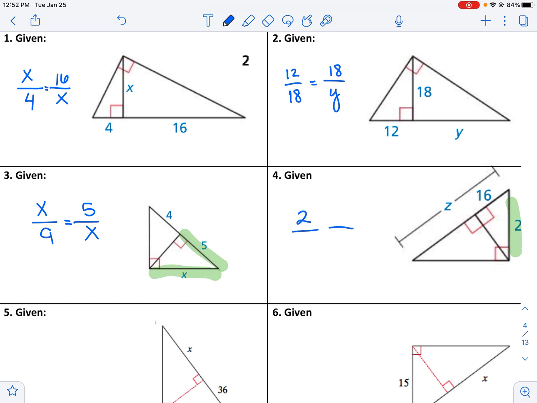Let's try 4. Your geometric mean is the 2, the leg, and your whole hypotenuse would be z, and the part adjacent to your geometric mean would be 16.